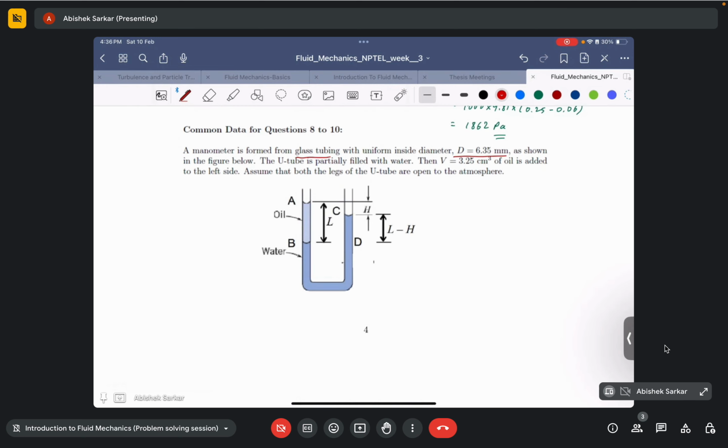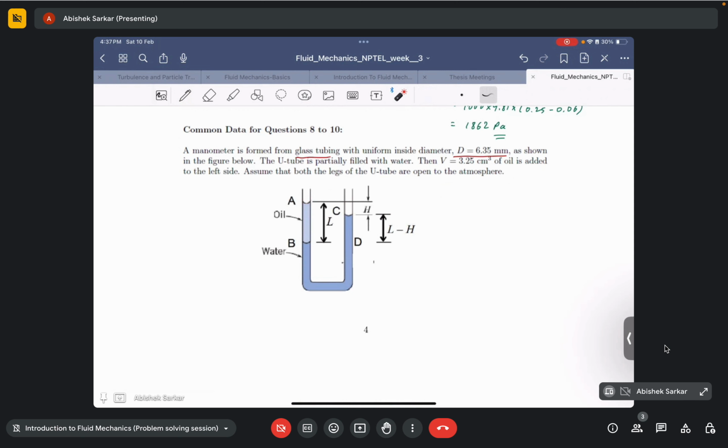So in the question they have told that a manometer is formed from glass tubing with uniform inside diameter, as shown in the figure below. The U tube is partially filled with water. Then V equal to 3.25 centimeter cube of oil is added in the left side of the manometer. Assume that both the legs of the U tube are open to atmosphere. Basically, these two are open to atmosphere. So will the pressure at point A and point C also be equal?